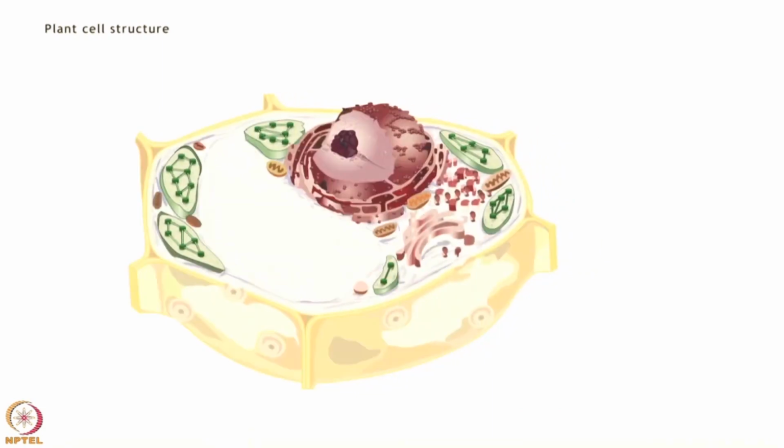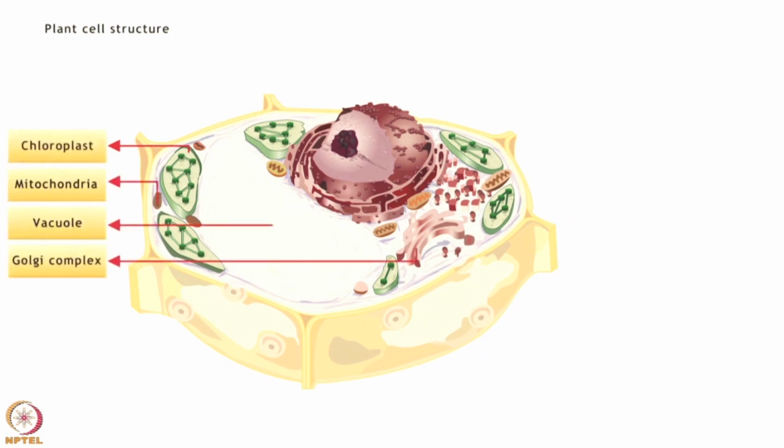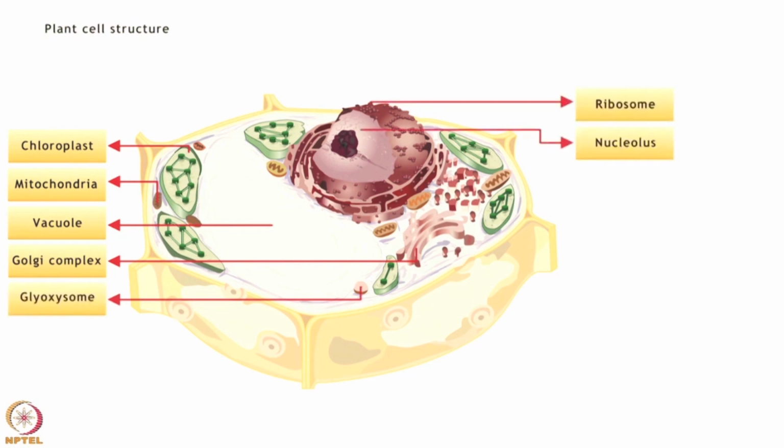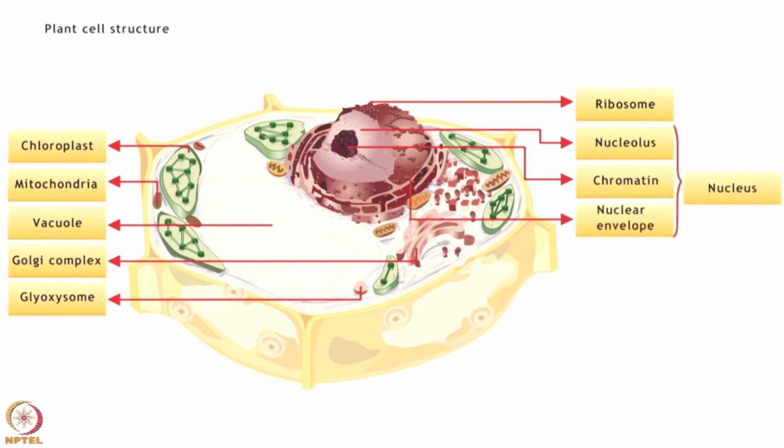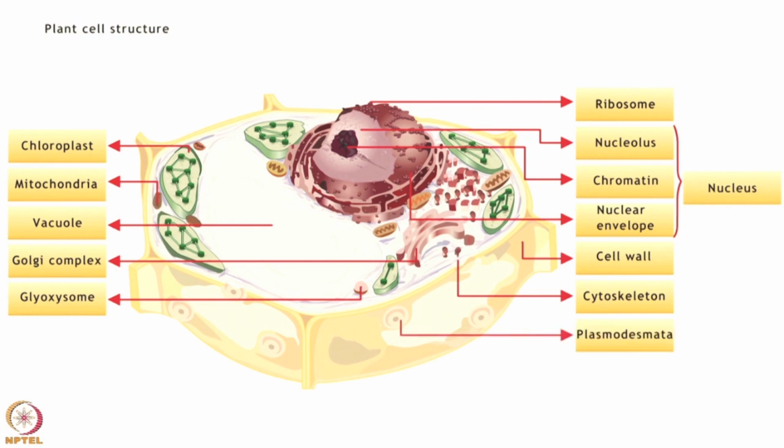Plant cells have a rigid cell wall and membrane-bound organelles such as the nucleus, mitochondria, chloroplast, endoplasmic reticulum (ER), Golgi apparatus, lysosomes, vacuoles, and peroxisomes. Click on each component to know more about them.